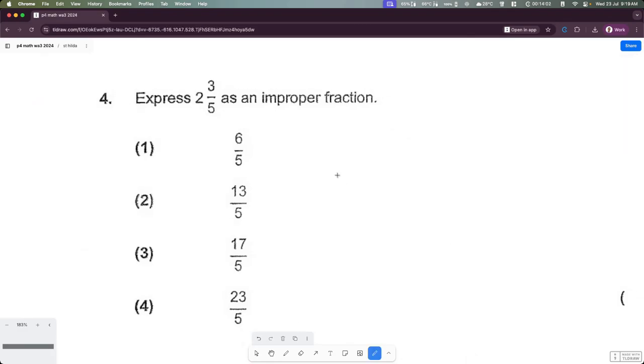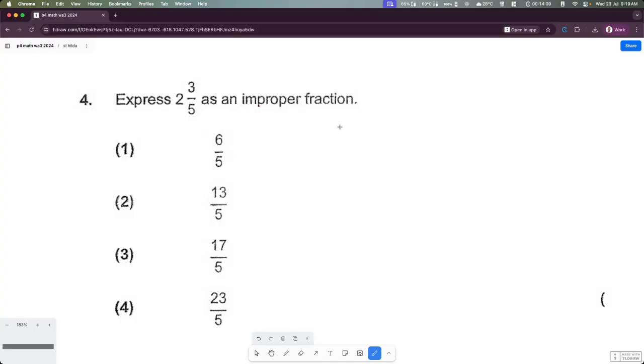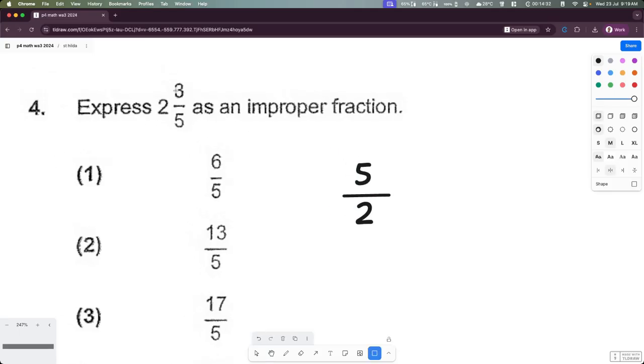Okay, question number 4 says express 2 3 out of 5 as an improper fraction. So what is an improper fraction? Basically, if I were to put it down, an improper fraction is basically having a number, for example, in this case 5 over 2, having the numerator more than the denominator itself, something like this, in this case over here, right? So this is what we call an improper fraction, a fraction that we never simplify.